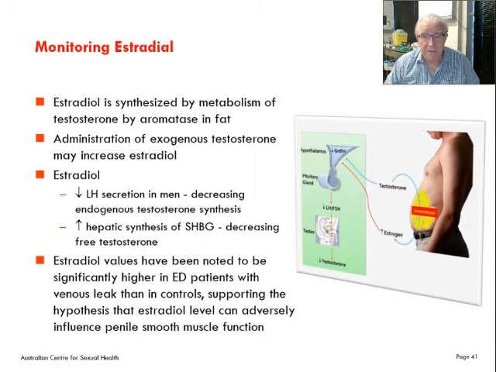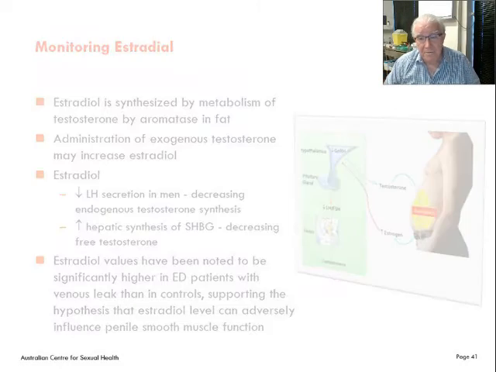Estradiol is synthesized in men from metabolism of testosterone by the aromatase enzyme found in fat. Administration of exogenous testosterone may increase estradiol levels, resulting in suppression of LH secretion and an increased hepatic synthesis of SHBG, which reduces free testosterone levels. Of particular interest is the observation that high estradiol levels have been noted in men with ED, and that they may be linked to corporal venous leakage, supporting the notion that estradiol levels can adversely affect penile smooth muscle function.